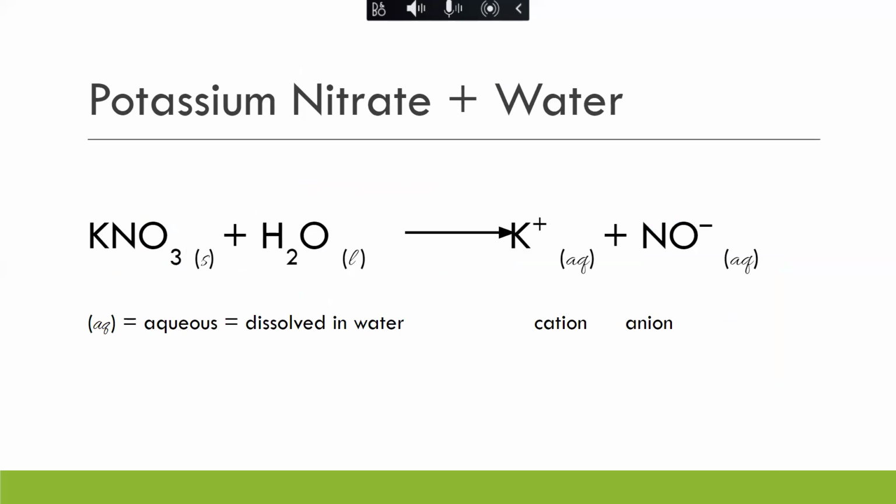So just using potassium nitrate, which is the main nitrogen source that I use in my fertilizer, KNO3, which is a solid, plus H2O, which is a liquid, in solution gives you K+ aqueous and NO3- aqueous, right? So the K+ and NO3- in an aqueous solution of water.